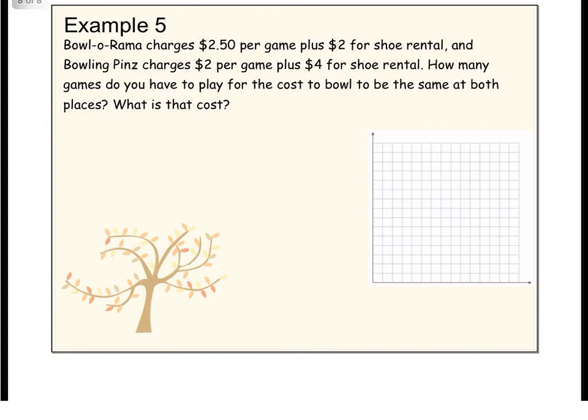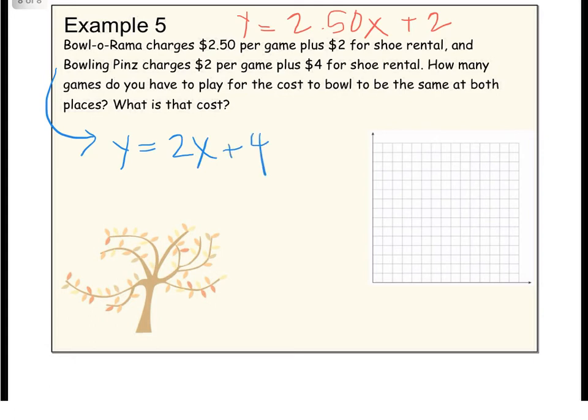And of course, let's do a word problem example. It says Bowl-O-Rama charges $2.50 per game plus $2 for shoe rental, and Bowling Pins charges $2 per game plus $4 for shoe rental. How many games do you have to play for the cost to bowl to be the same at both places? And what is that cost? So I'm going to use pink for Bowl-O-Rama. So y is equal to, it's $2.50 per game, so for every game, multiplied by x, plus the initial $2. Bowling Pins only charges $2 per game, but they charge $4 for their shoes.